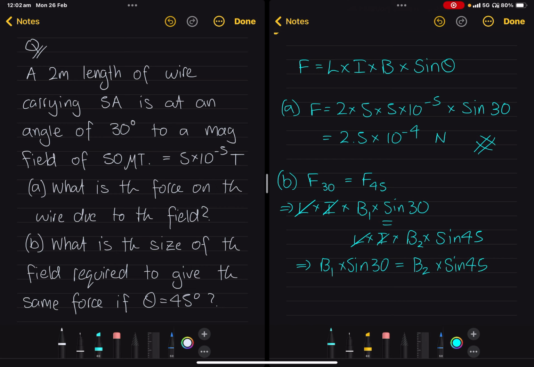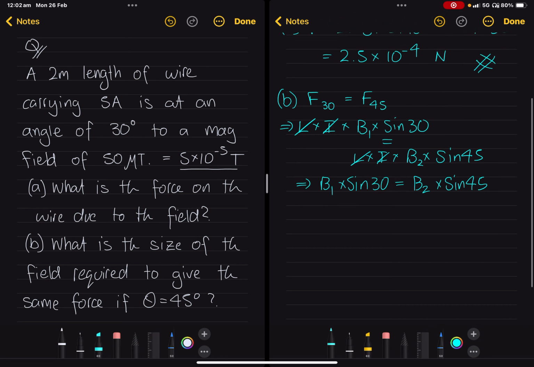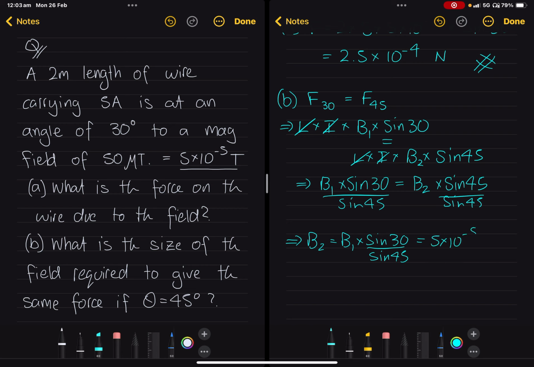Well, we know B1. B1 is the field strength that we just used, which is 5 times 10 to the minus 5. So to solve for B2, we divide both sides by sine of 45. This gives us that B2 is equal to B1 times sine of 30 over sine of 45. This is equal to 5 times 10 to the minus 5 times the ratio of sines, sine of 30 over sine 45.